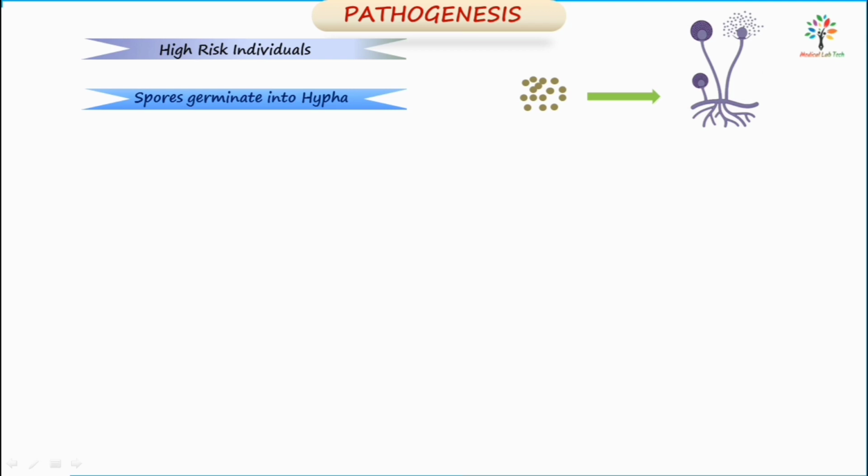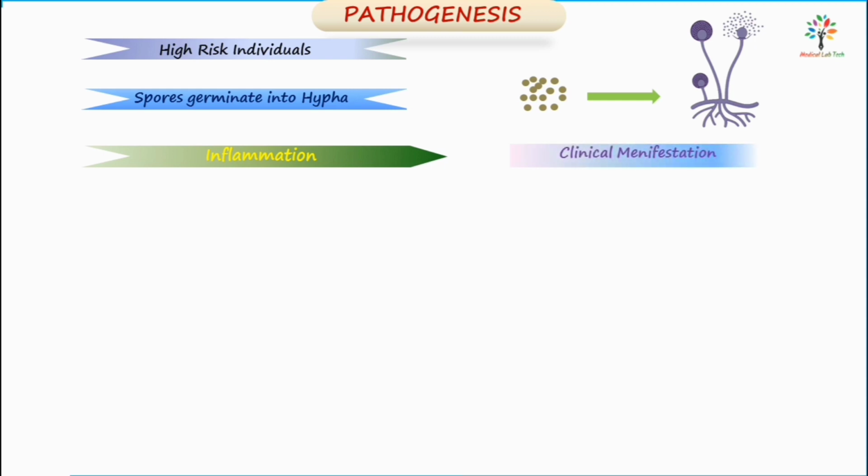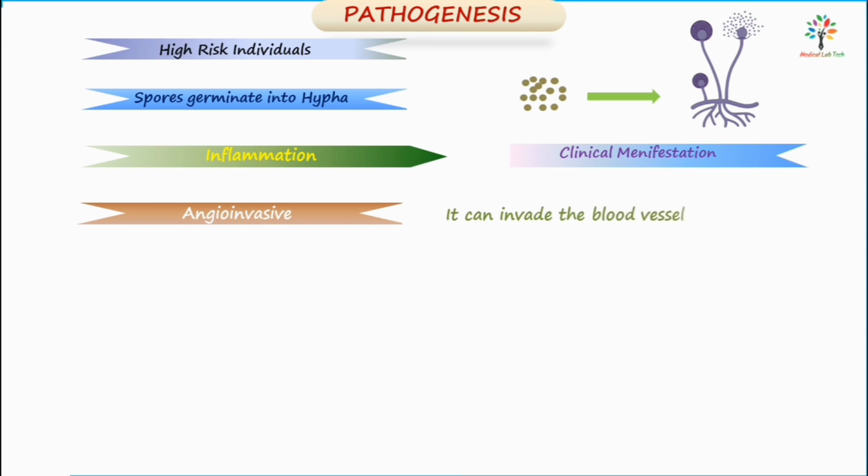They get entry into the body and they will become the hyphal form. The hyphal form causes inflammation in the body. So the inflammation will result in the clinical manifestations. The mucormycosis is angioinvasive. That means it can invade the blood vessels. Once it invades and enters the blood vessels, it will cause thrombosis.